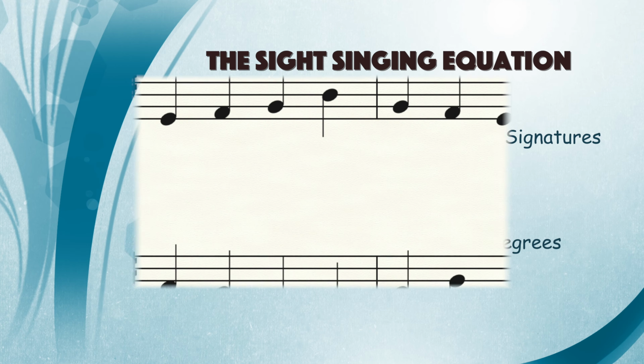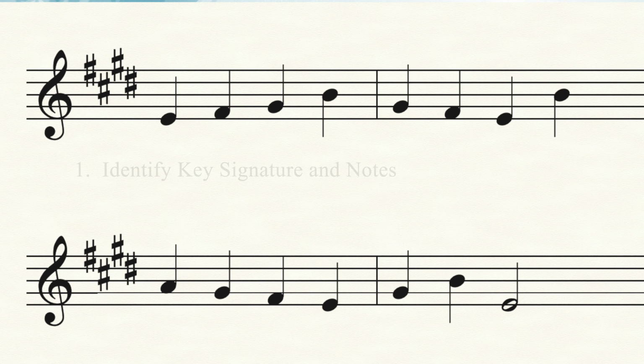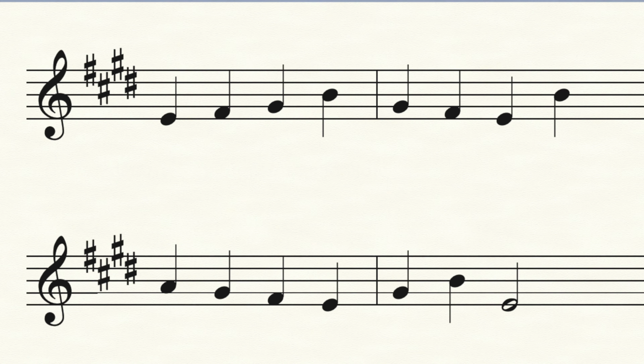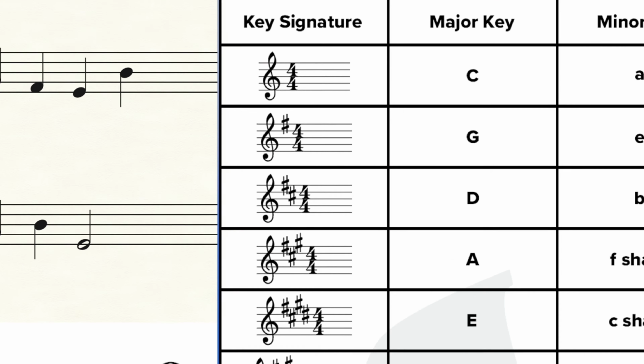Here's the next exercise. Step 1 is to identify what key signature is being used and what notes make up the exercise. Now, like I said before, there will be a separate video out soon that will explain exactly how to do this, but for now we're just going to use an answer key. As you can see, we have 4 sharps in the key signature, which means we're in the key of E major.